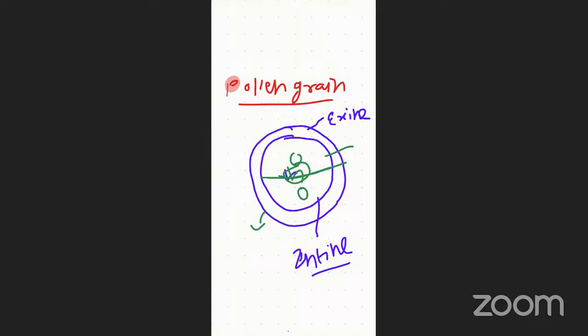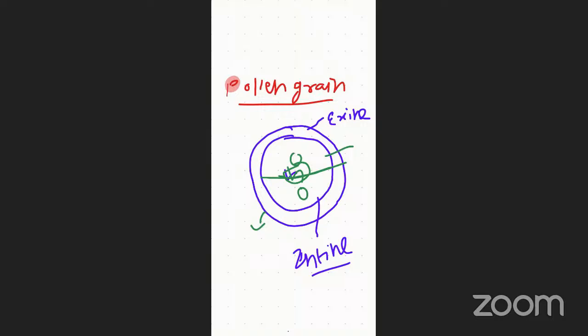But actually, this pollen grain develops into the male gametophyte. When it develops into the male gametophyte, the one nucleus divides into two nuclei, and finally these two nuclei are surrounded by cytoplasm, and a septum forms, making two cells. Now this is called the male gametophyte.